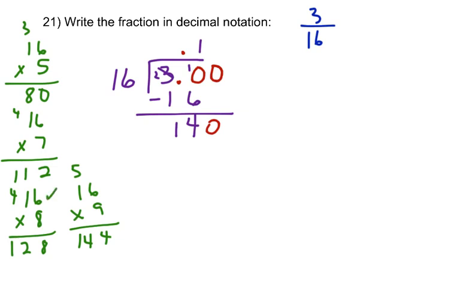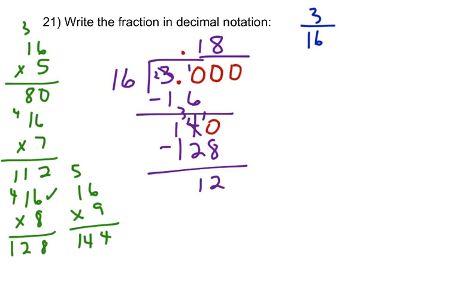So I know it's going to be 8 times. So 16 times 8 is 128. We go ahead and subtract and get 12. Again, I'm going to have to add another 0 up here in my dividend so that I can bring it down. And I can keep adding zeros until I get a remainder of 0.